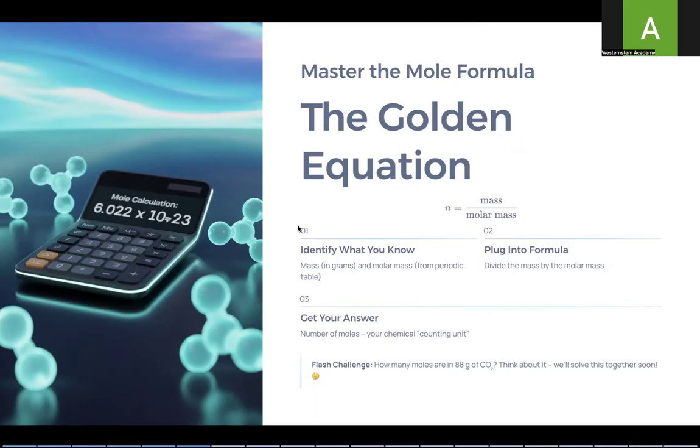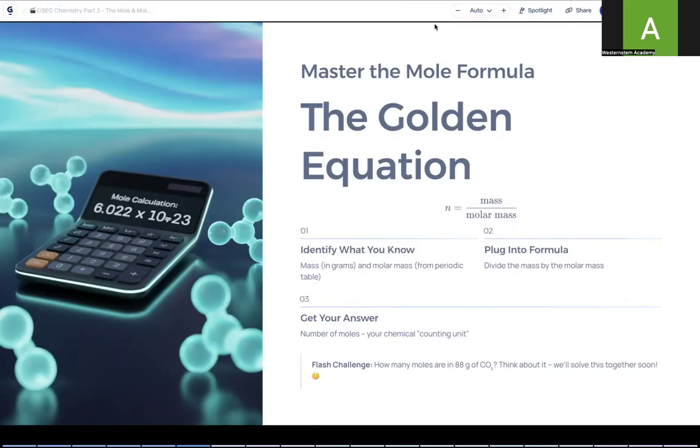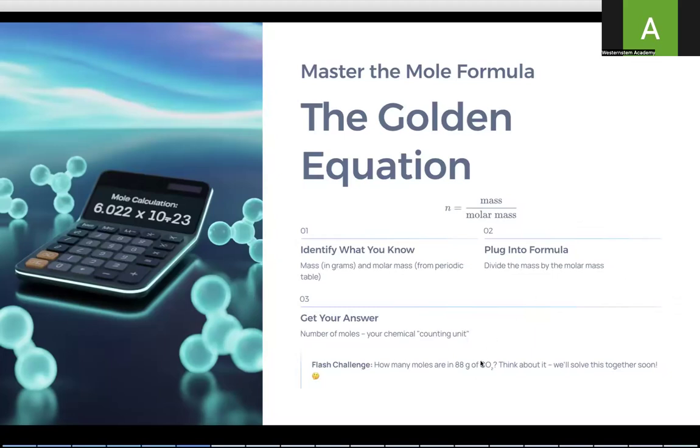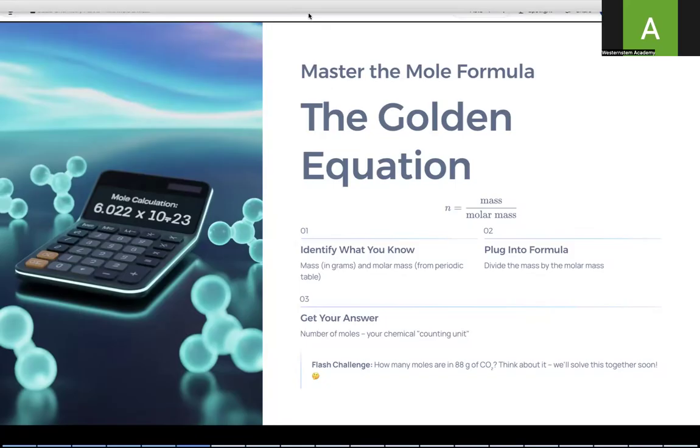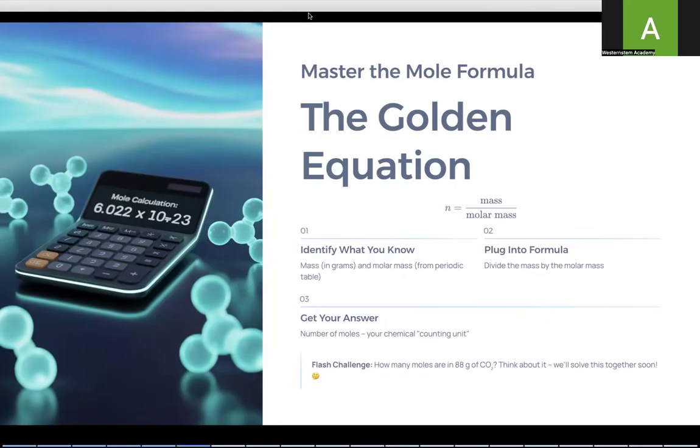Now, flash challenge. How many moles are in 88 grams of carbon dioxide? Think about it. We're going to solve it together soon. So let's use these three steps. One, identify what we know. So we know 88 grams is the mass.